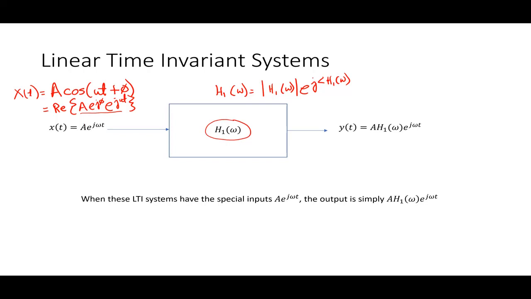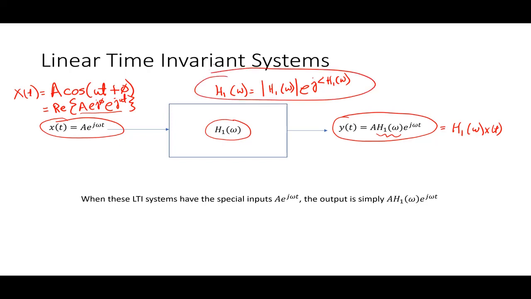So if x of t was a complex exponential, my output is basically going to be whatever h1 of omega is times that input. In other words, this is h1 of omega times x of t, right? And my h1 of omega is given by this. Now this only happens for this special type of input, e to the j omega t. It doesn't happen for all inputs. That's not all that important for us, but you'll learn more about that in signals and systems.